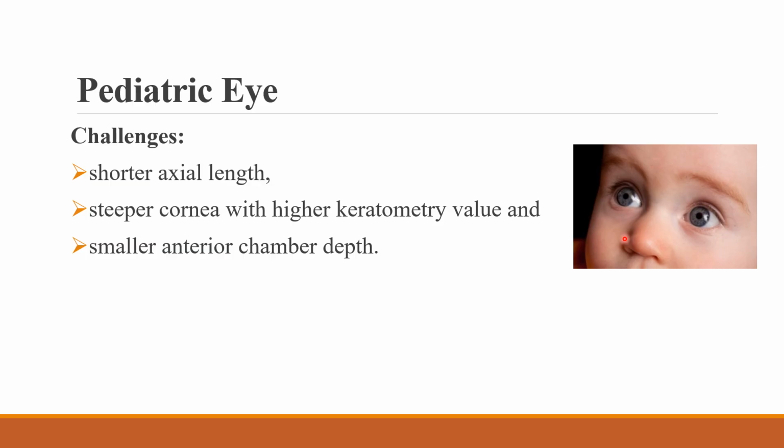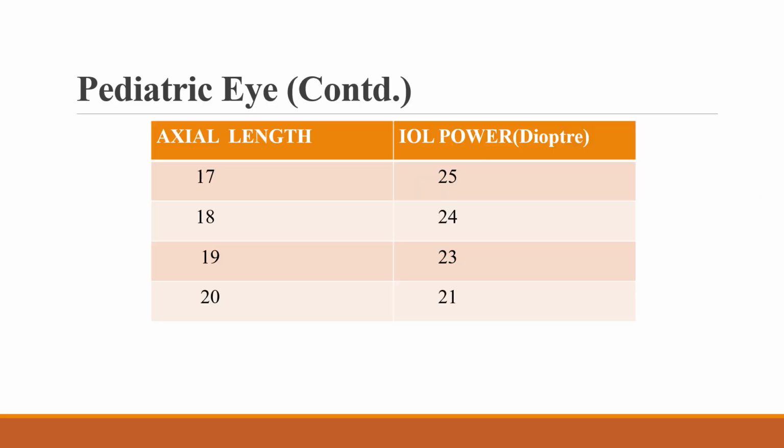In case of pediatric eye, the challenges are shorter axial length, steeper cornea with higher keratometry value, and smaller anterior chamber depth. Here are some axial lengths with IOL power. If axial length is 17, IOL power becomes 25 diopter. Axial length 18, IOL power 24 diopter. Axial length 19 millimeter, and IOL power becomes 23 diopter. Axial length 20 millimeter, and IOL power becomes 21 diopter.